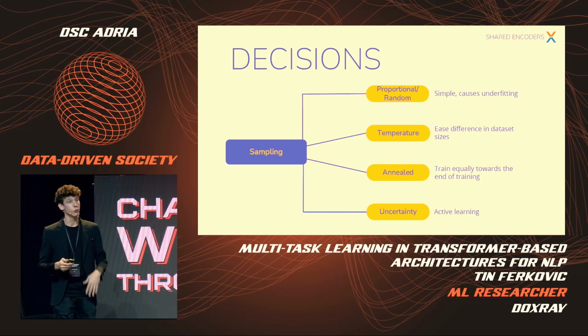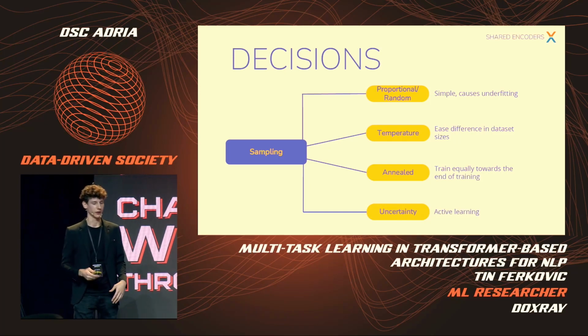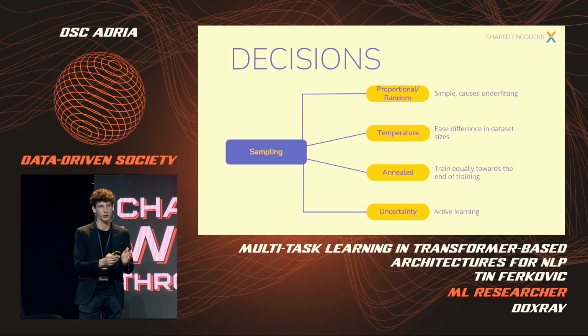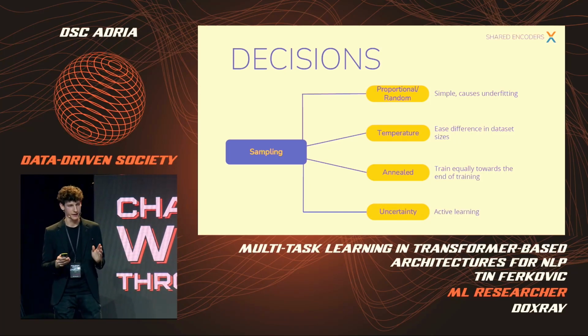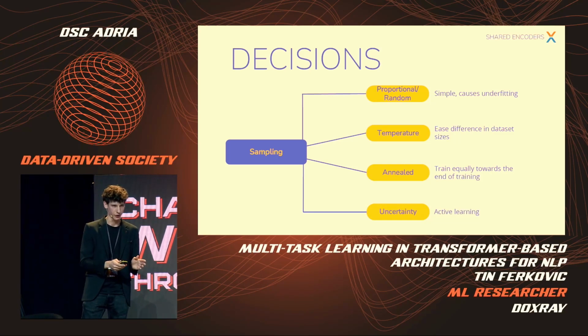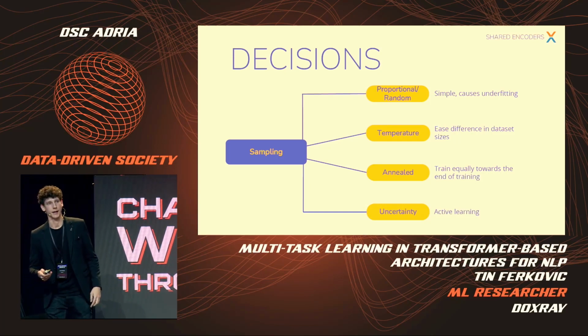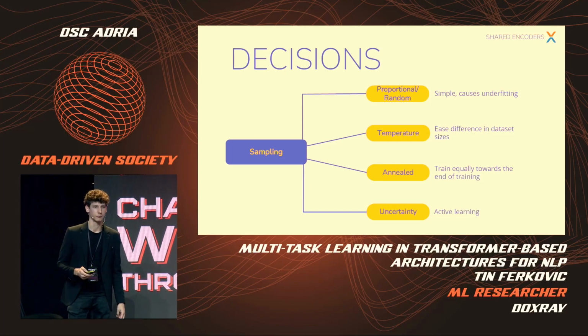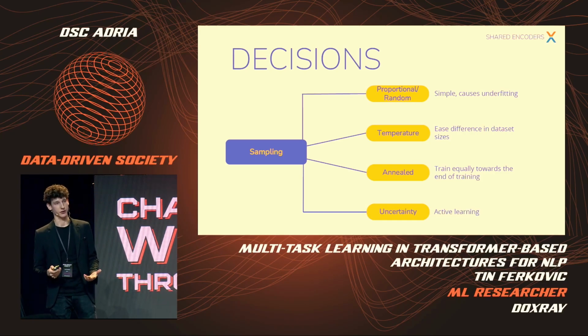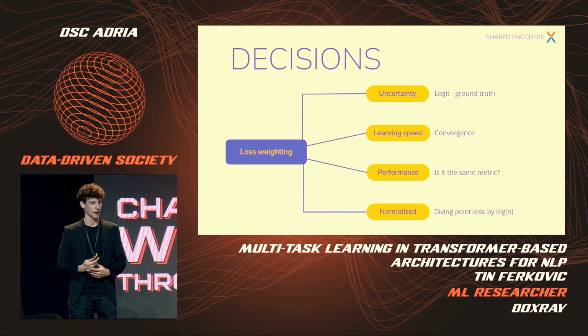You could also use more sophisticated techniques like uncertainty, but now you're also prolonging the training time, because anytime you're choosing a batch, you also need to have some heuristics. Okay, how do I choose the batch? And it's basically win some, lose some. You need a lot of decisions to make.